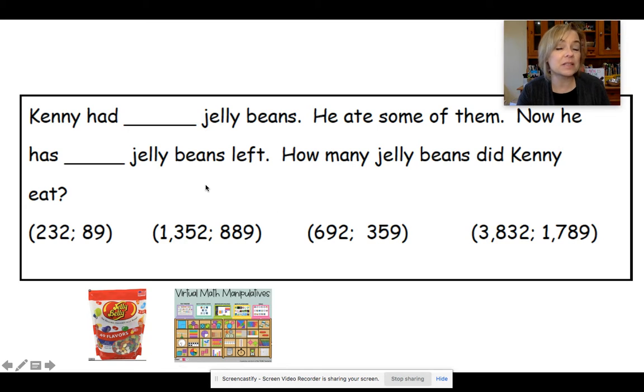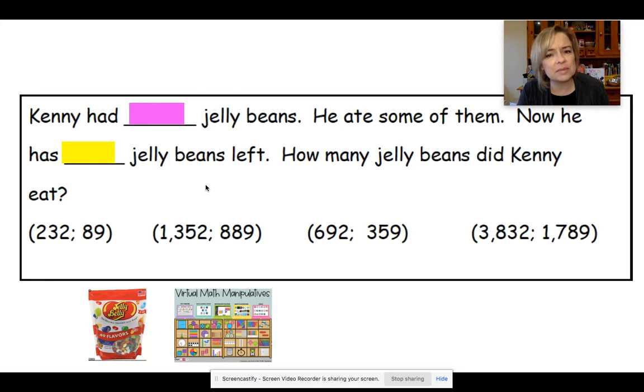So remind your parents that if you need help with this, to leave space for you to use the strategy that makes sense to you. All right, here we go. So Kenny had jelly beans, and he ate some of them, and now he has jelly beans left. How many jelly beans did Kenny eat?